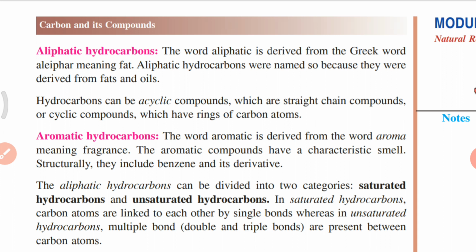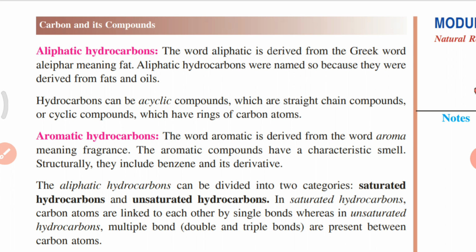We studied this in our previous chapter, chemical bonding, chapter 7. There are two types of bonds, ionic bonds and covalent bonds. In covalent bonds, there are three different types: single bond, double bond, and triple bond. In carbon compounds, the carbon-carbon bond may be a single bond, double bond, or triple bond.